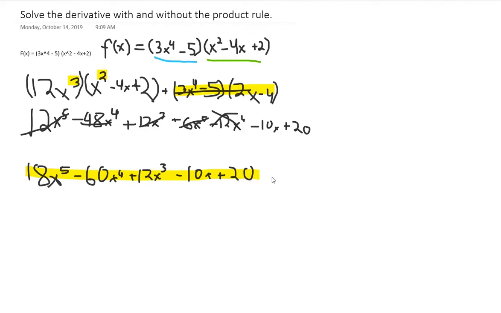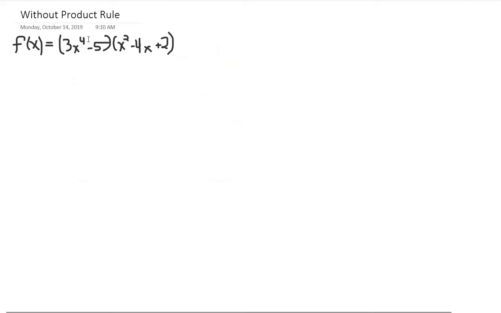Now, let's say you're having an exam and you finish a little bit early, and you should check your answers. Instead of doing the product rule all over again, I recommend solving this derivative without the product rule. And sometimes in your homeworks and exams, they might even ask you to solve with and without the product rule. So that's next. We're going to do without the product rule. So how do you do that?